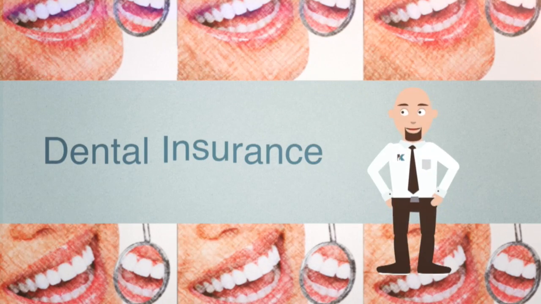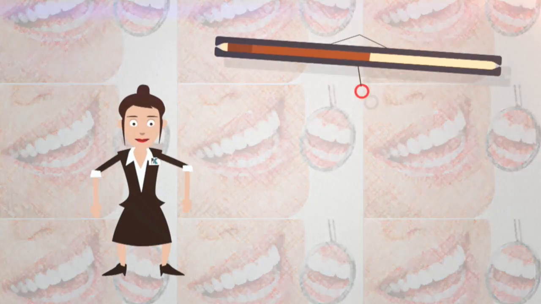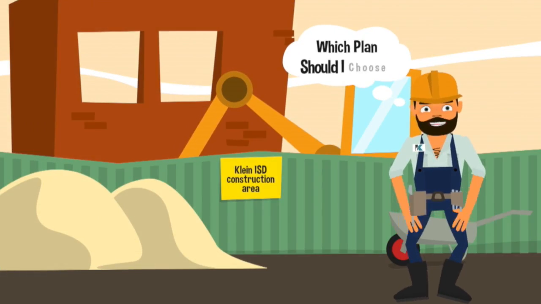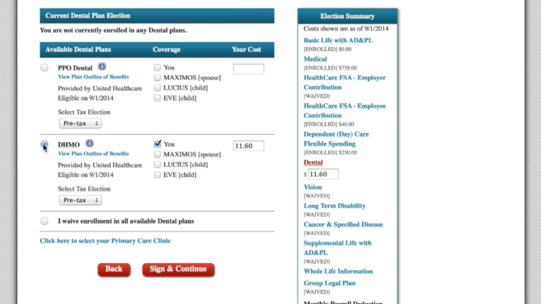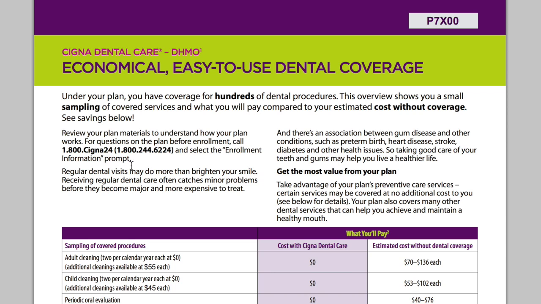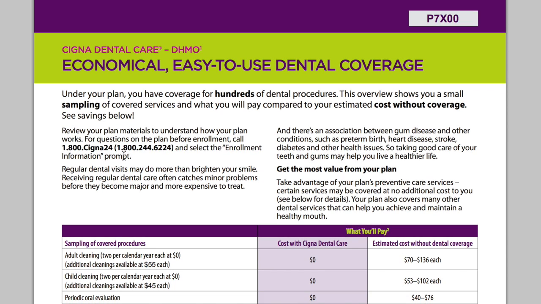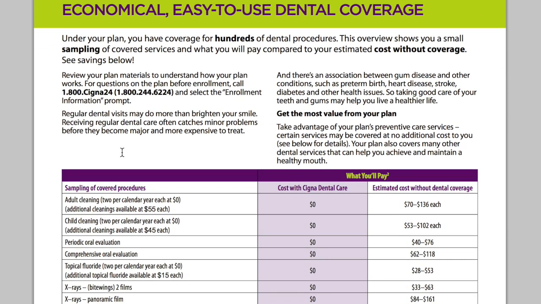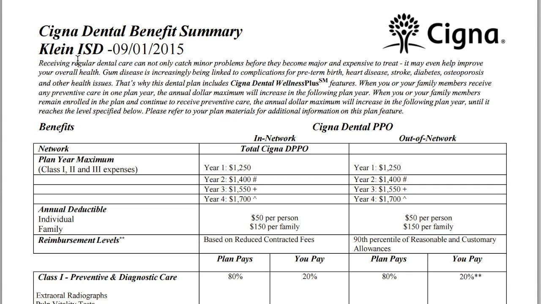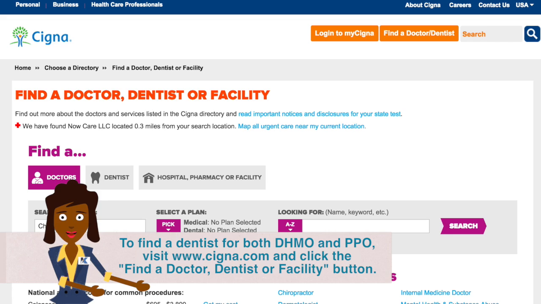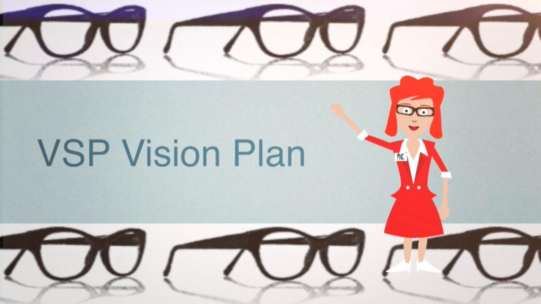Dental insurance. Klein has two dental plans from which to choose, dental DHMO or dental PPO. Under the DHMO plan, you must choose a primary care dentist from the DHMO network. This plan generally offers the highest benefit levels and the lowest out-of-pocket expenses. Dental PPO allows you to visit any dentist. Although you may go to any dentist under this plan, employees are encouraged to use dentists in the dental PPO network.